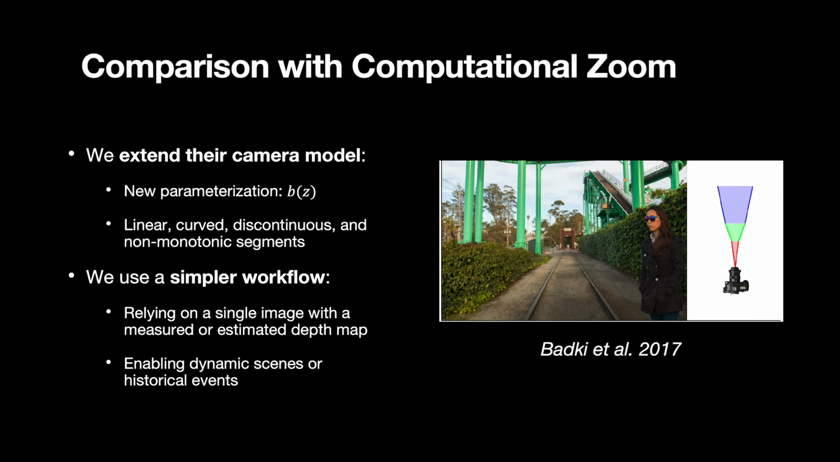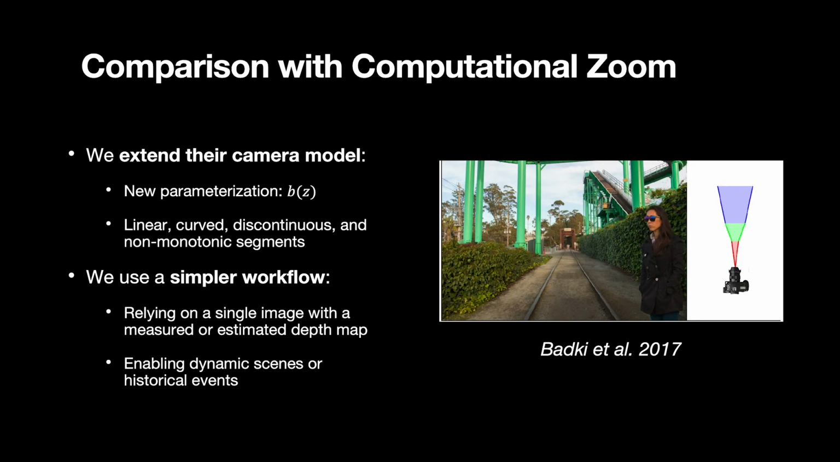Circling back to related works, most closely related to our camera model is Computational Zoom, proposed by Bodke et al. Computational Zoom reconstructs a 3D scene from a stack of images, and then uses a piecewise linear camera model for image reprojection. We show that computational zoom is equivalent to a piecewise linear BFZ curve, and we generalize it to curved, discontinuous, and even non-monotonic segments. Our new BFZ parameterization is more flexible and supports a wider range of depth-based manipulations.